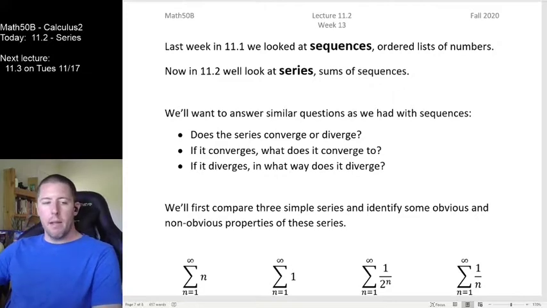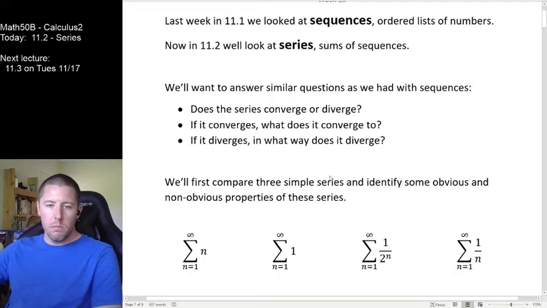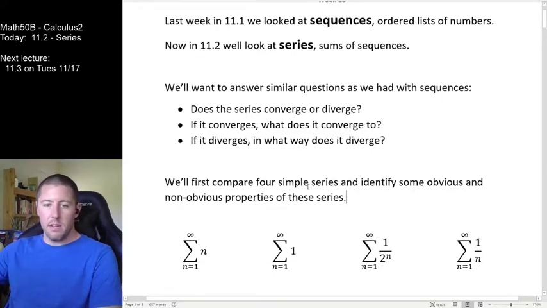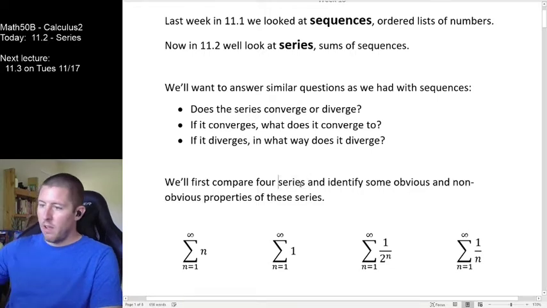What we're going to do today is I'm going to do this in a much different order than the book walks through these things. We're going to first compare four simple series and identify some obvious and non-obvious properties of these series. And when I say that these are simple, that's not a word I should be using right here at all. Some of these are not simple. The first couple ones are simple.